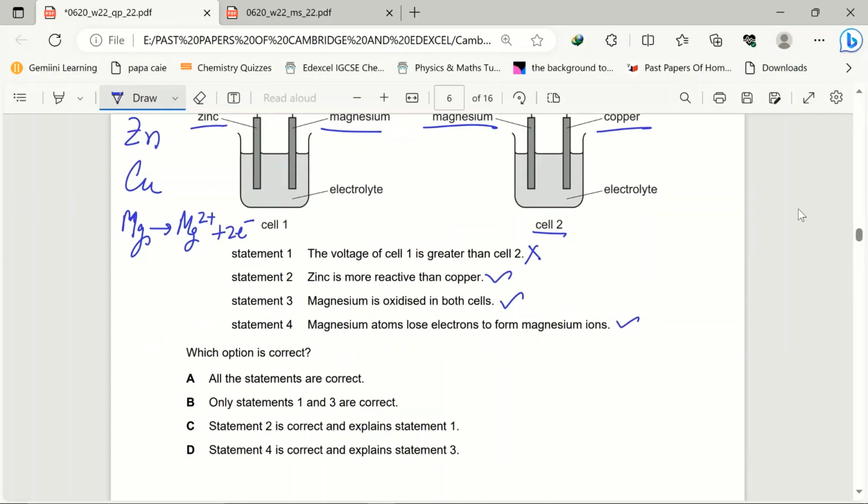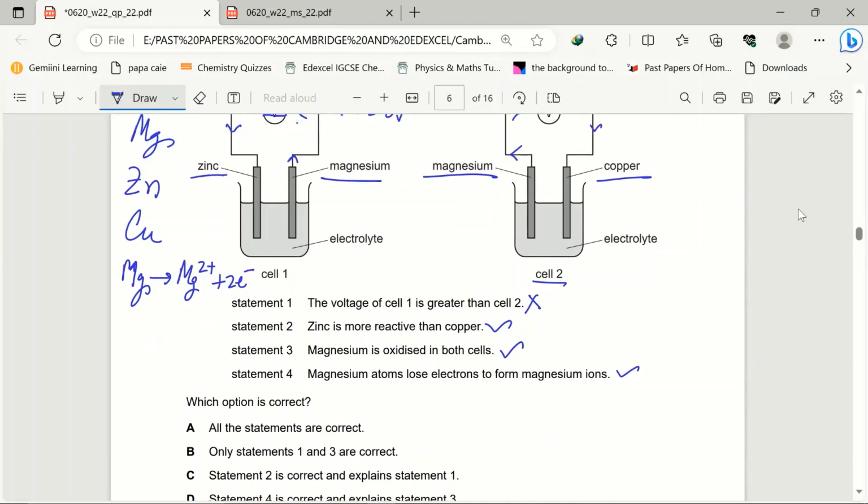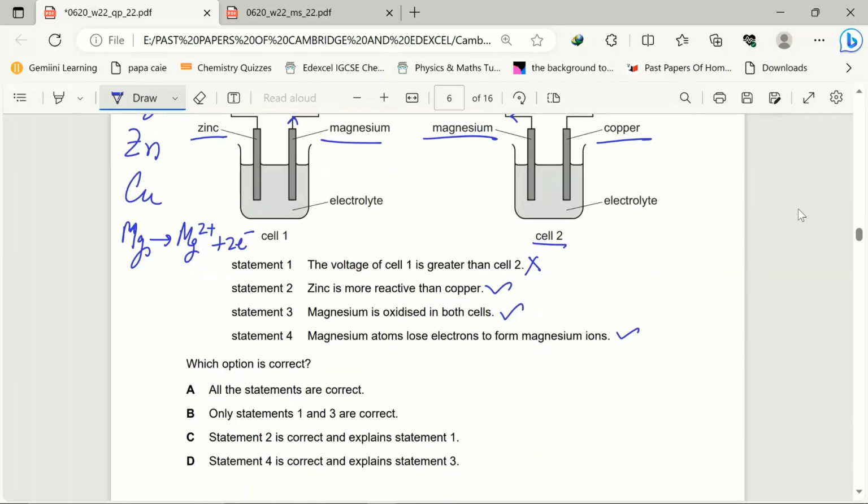So all statements are correct? This is not true. Only statements 1 and 3 are correct? Okay, we need to look again carefully. The voltage of cell 1 is greater than cell 2. Cell 2 has greater voltage, so this is not correct. Statement 2, zinc is more reactive than copper. This is a correct statement. And magnesium is oxidized in both cells. This is also correct. And magnesium atoms lose electrons to form magnesium ions. This is also correct. So this is not true. Statement 1 is not correct.